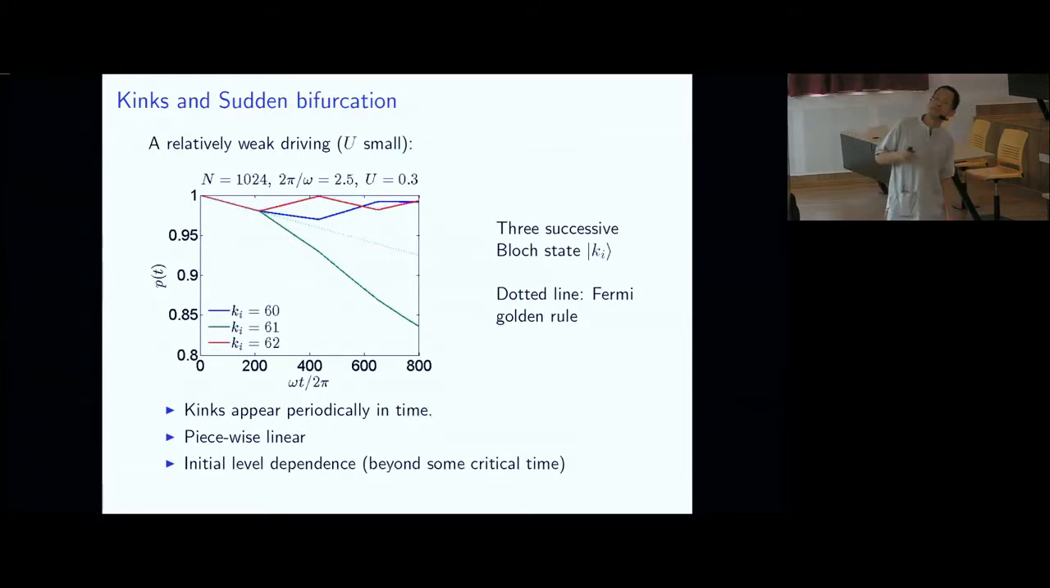So basically, the point is that if your driving is weak enough, you get these piecewise linear curves. The kinks appear periodically. The curve is piecewise linear. Another point is that beyond this critical point, the evolution is very sensitive to your initial state. So you also have initial level dependence beyond this critical time.